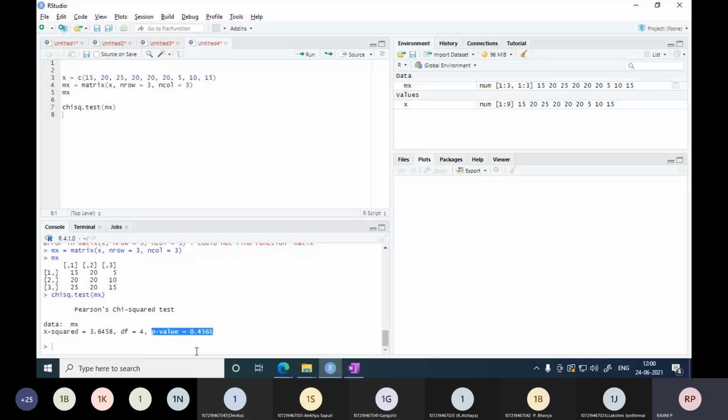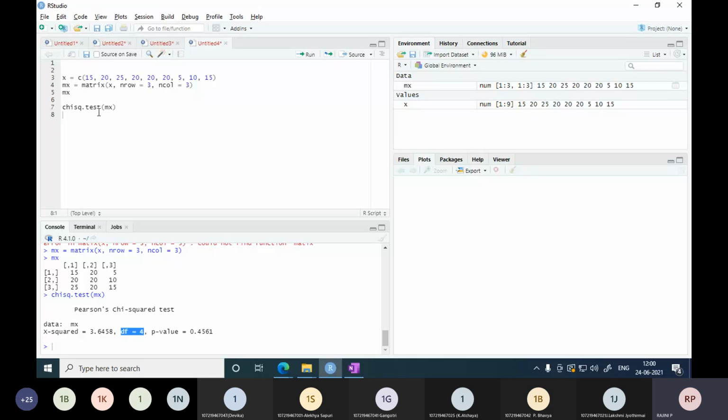Everybody, this is the chi-square calculated value, this is the degrees of freedom, and this is the p-value. Did you understand? We got the degrees of freedom as 4. So the chi-square calculated value is 3.64 and the p-value is 0.4561.